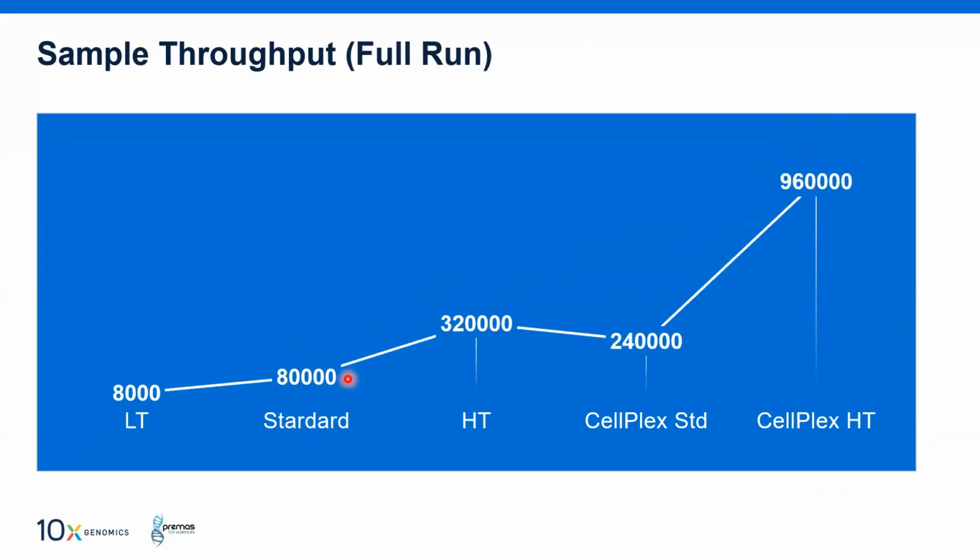Now, in terms of total capacity of the chip, LT can do 8 samples, that means 8,000 cells per run. Standard can do again 8 samples, then it is 80,000 cells. And if you're doing HT, it can do 320,000 cells. And if you're doing Celplex standard, that will lead to 240,000 cells. And if you're doing Celplex HT, that will give you 960,000 cells. That means close to 1,000,000 cells. So that is a 1,000,000 cell story you can create in a very short span of time using the Chromium X system with the Celplex assay.